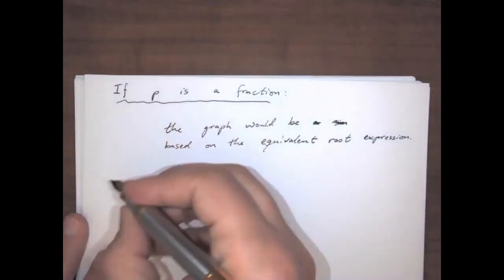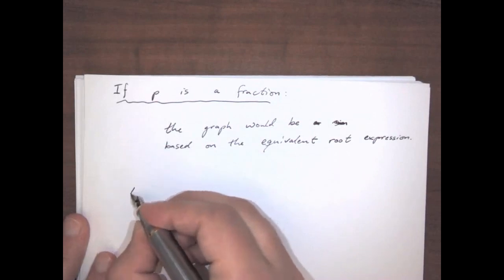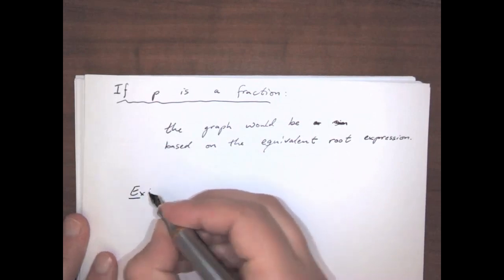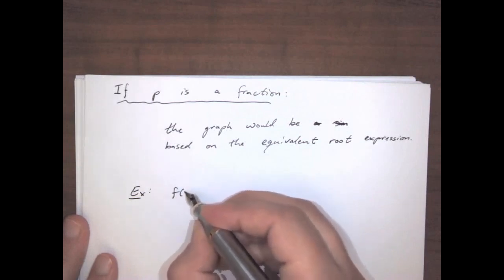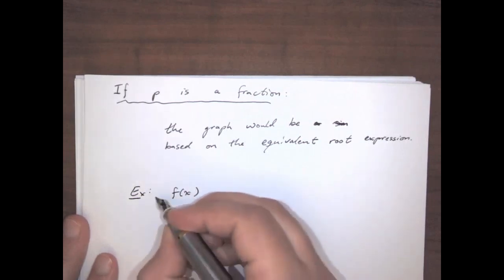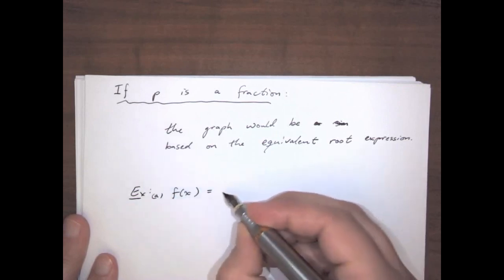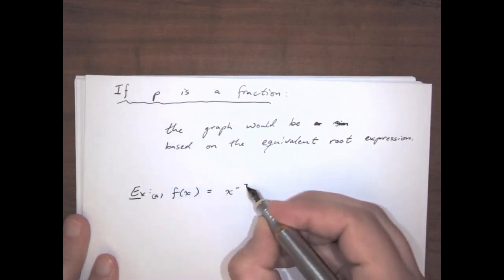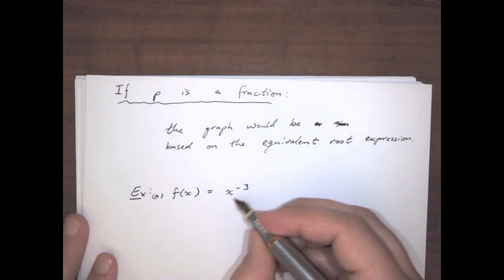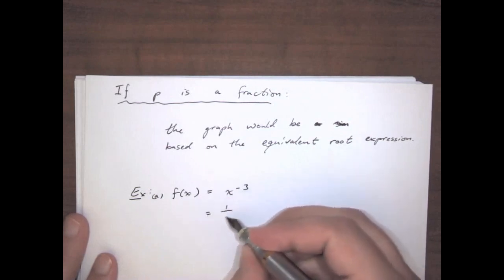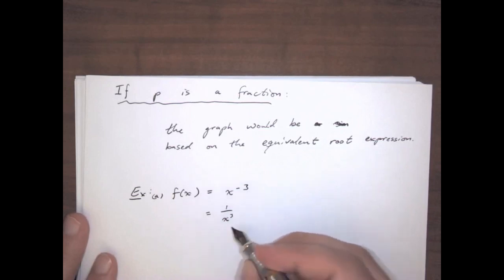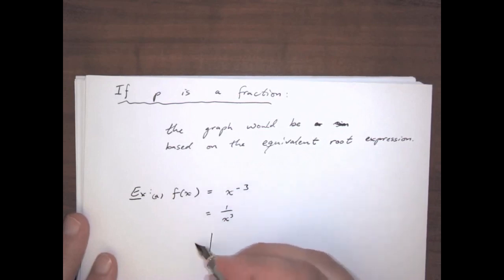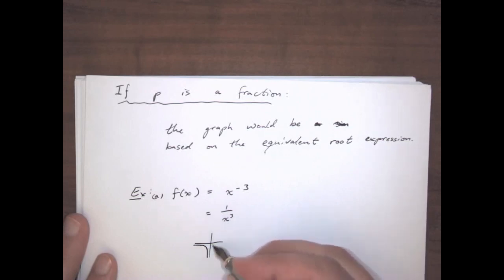Okay, so for example, example A, f of x equals x to the negative 3. What we have here is a negative power, which is the same as 1 over x to the third, and this resembles the reciprocal function because it is an odd power. So it's going to be going like that.